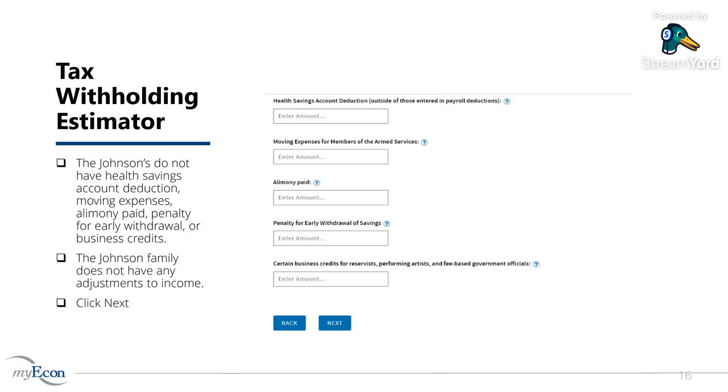Now here, this shows you just the outline of how it goes. The Johnsons do not have health savings account deductions, moving expenses, alimony pay, penalty for early withdrawal, or business credit. The Johnson family does not have any adjustments to income.